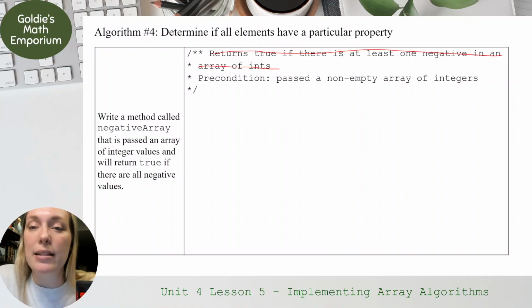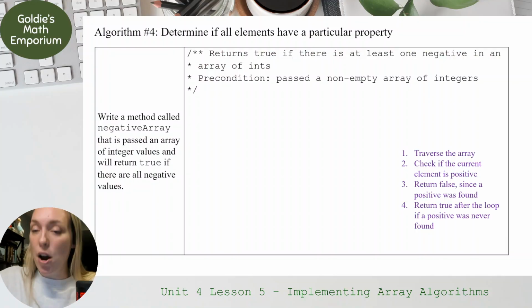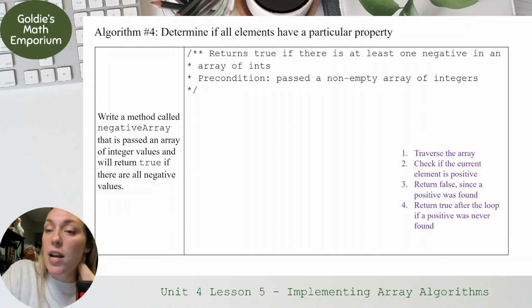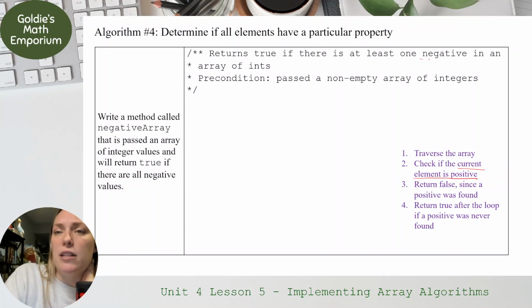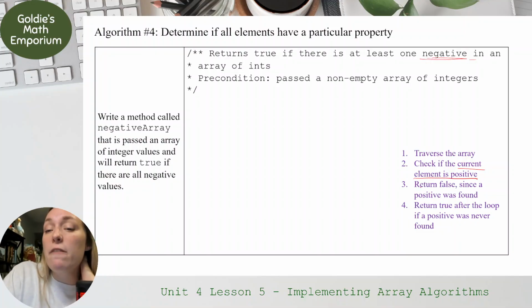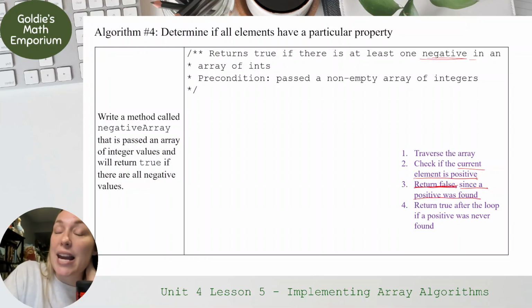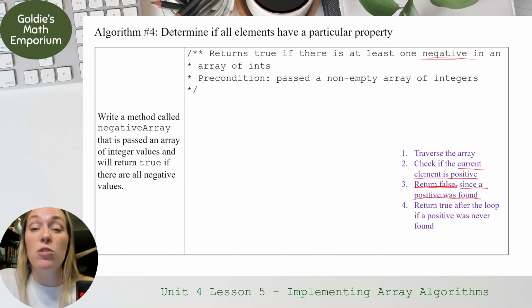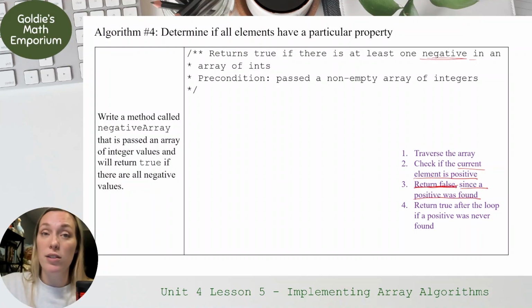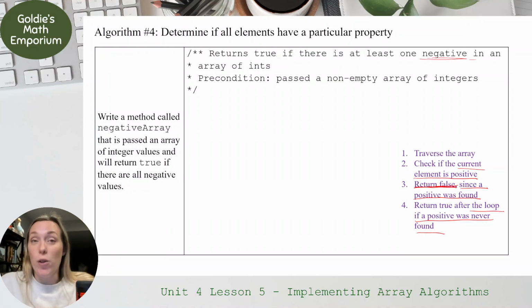Okay? Again, precondition, pass a non-empty array of integers. Here are our steps. Okay? Traverse the array. Check if the current element is positive. Okay? Why am I checking if it's positive if I'm looking for negatives? Well, if I find one positive, I'm going to return false because of the way the instructions were written. As soon as I find a positive, return false, meaning that the array is not negative. I'm going to return true after this loop because if a positive was never found, that means that all of them were negative, right? Okay.